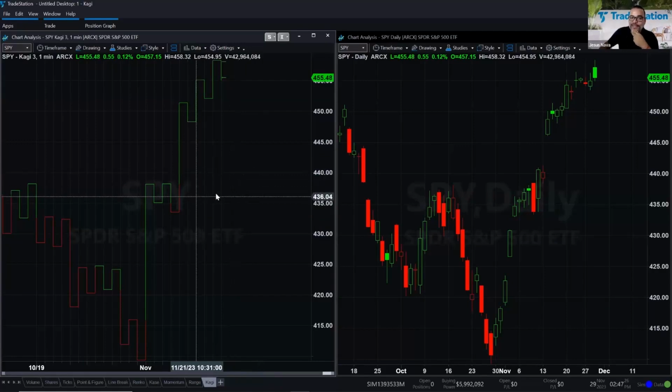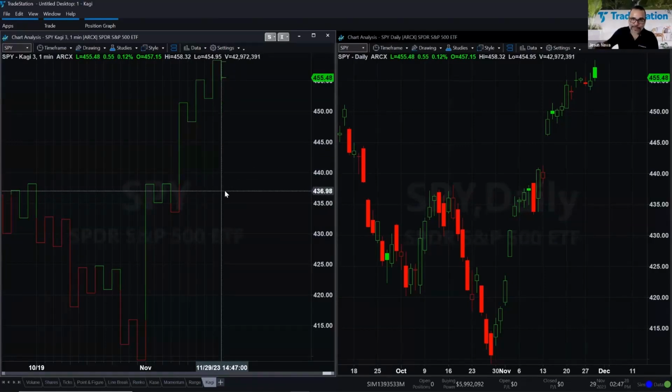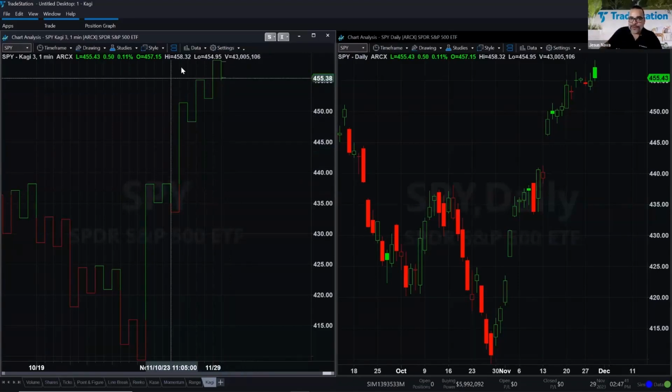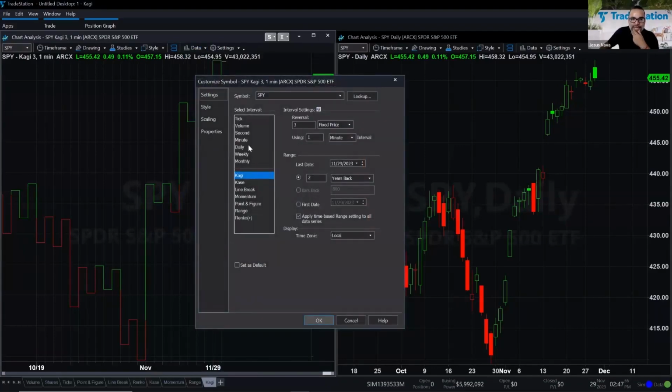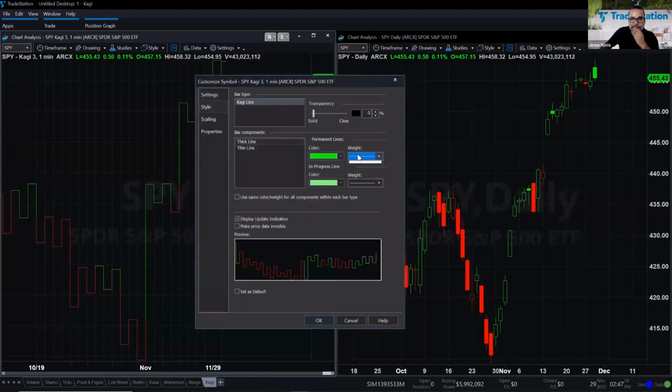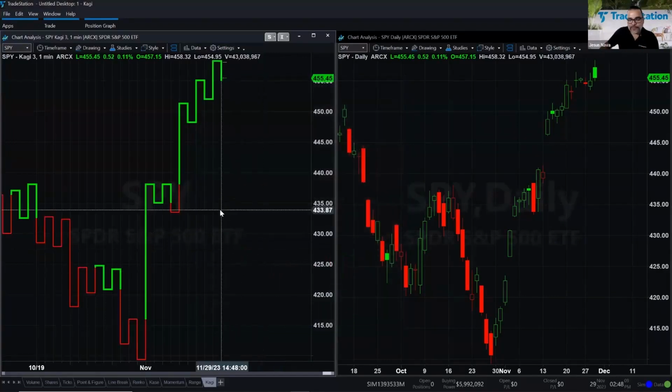Something else interesting about the Kagi line is the thickness. The thickness of the green is always going to be the same. The red line also has a different thickness, and you can set those in the style of the symbol. If I go to symbol, here on the Kagi line, I can go to the style. I can set my green lines a little bit thicker. And then on the red line, I can set those a little bit thicker as well, so they're visible here on the screen, and you can see them a little bit better.